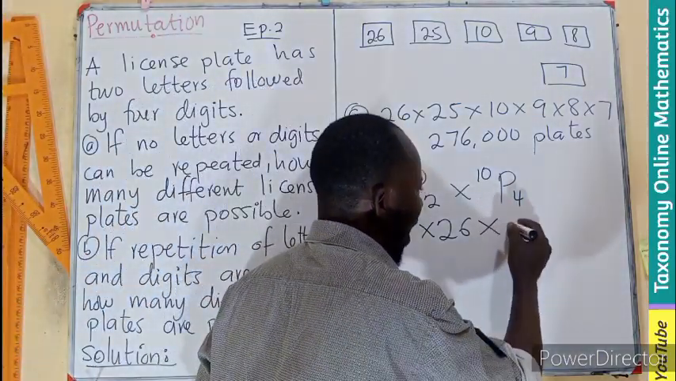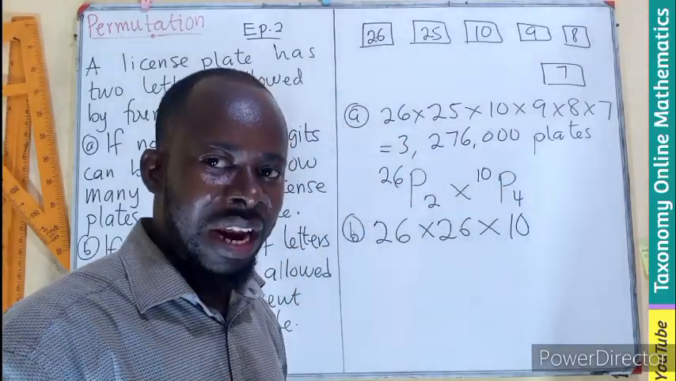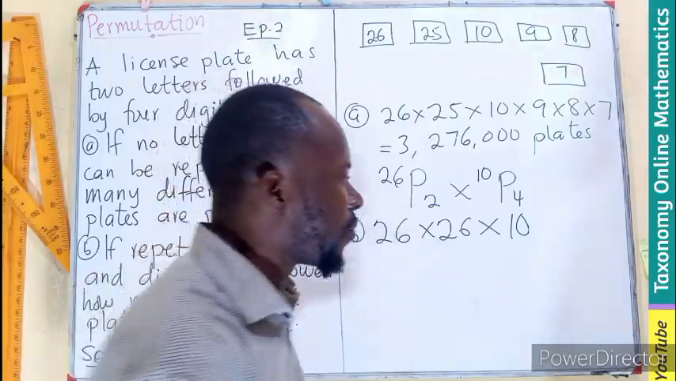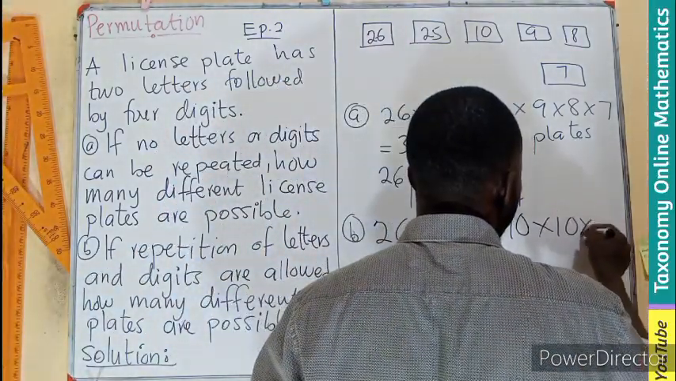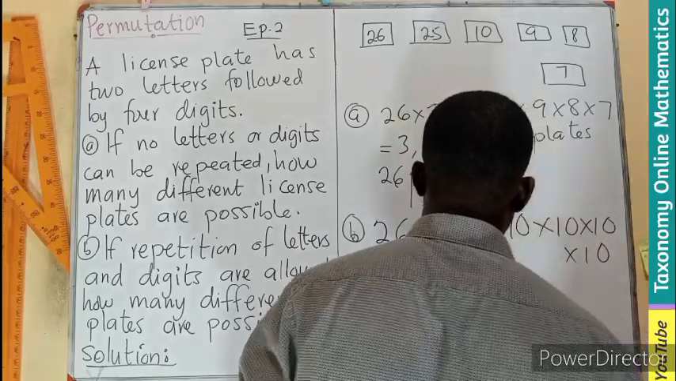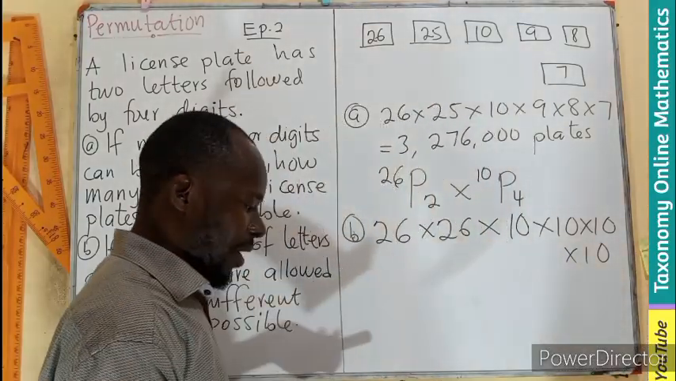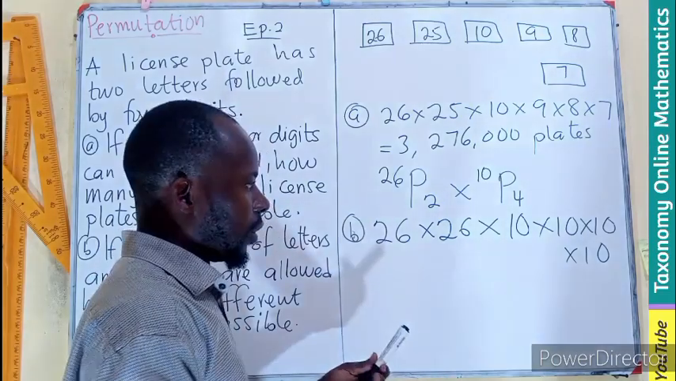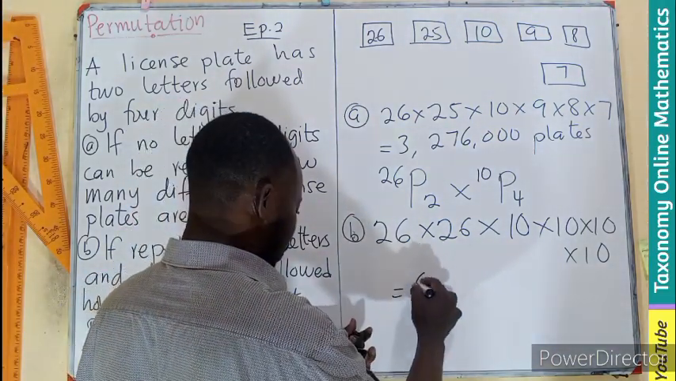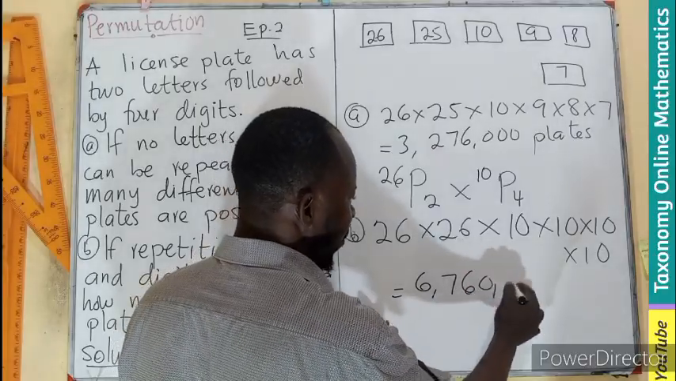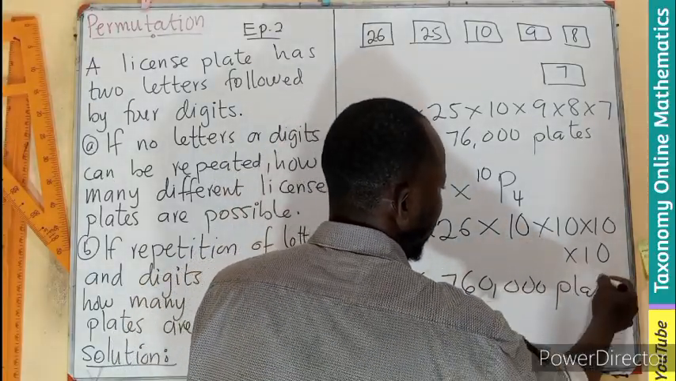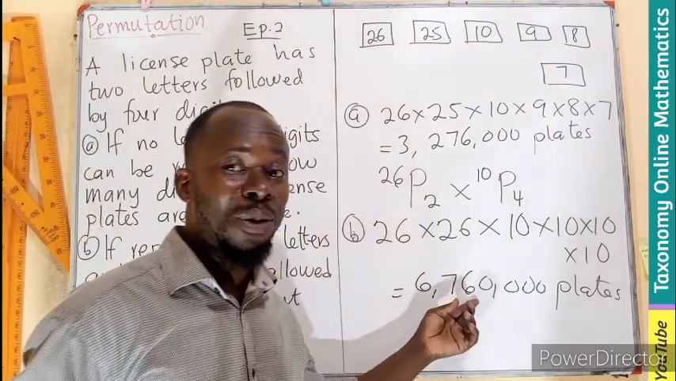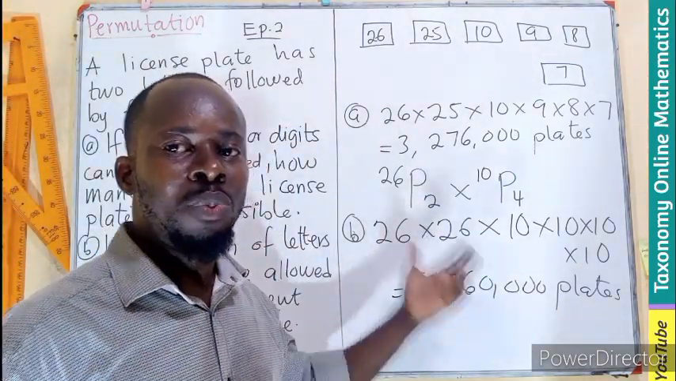Then times, I have first chance for digits of 10. When I pick 0, I'll still be left with what? 10 to pick from. So I'll still have 10 times 10. And multiply all this together. We are going to have 6760. So it means that we have 6,760,000 different options to pick from.